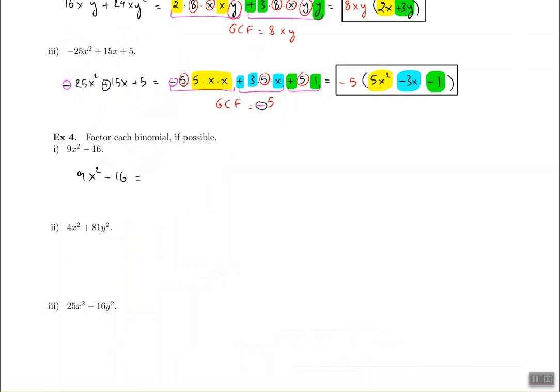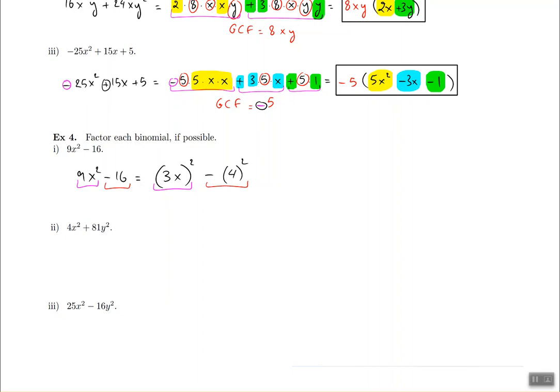So we have 9x squared minus 16, and instead of breaking it down like we did in example number 3 as 3 times x times x minus 4 times 4, it's not very helpful to do it that way. Instead, what we notice here is that the 9x squared can actually be written as (3x) to the power of 2. So I can rewrite the 9x squared as something that is raised to the power of 2. And I could do the same thing again with the 16. I can write the 16 as 4 to the power of 2.